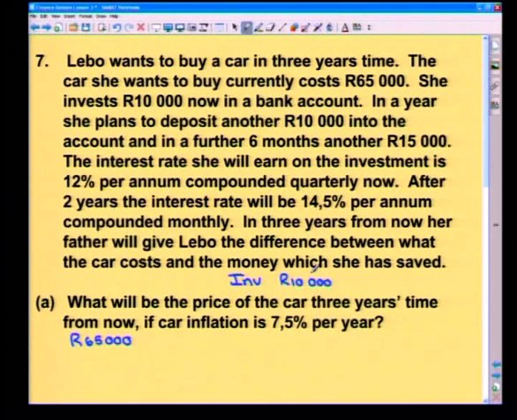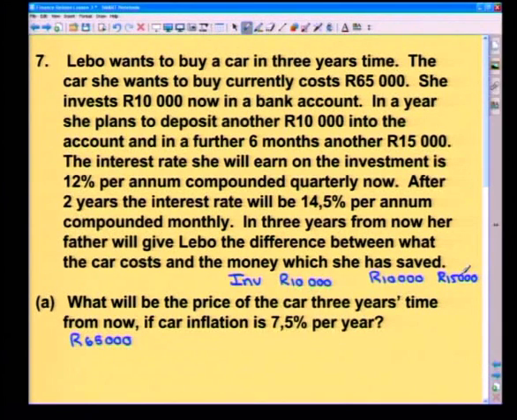In a year, she plans to deposit another 10,000 into the account, and a further 6 months later another 15,000 Rand. So she's going to be saving up a storm. The interest rate she will earn on the investment is 12% per annum compounded quarterly now. After 2 years, the interest rate will be 14.5% per annum compounded monthly. In 3 years from now, her father will give her the difference between what the car costs and the money that she has saved. Nice, Dad.